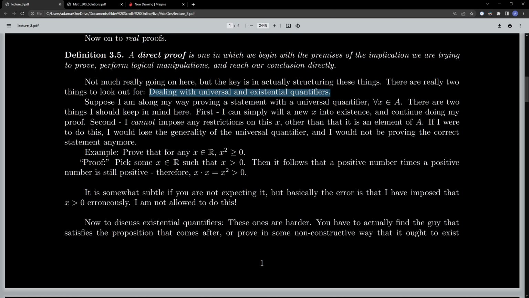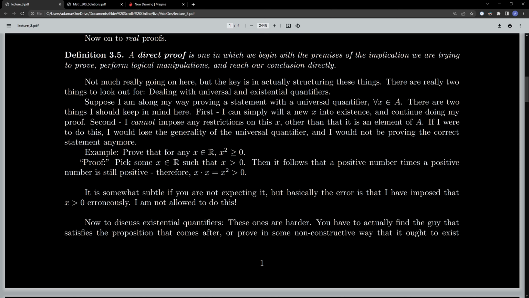Right, so this is a common mistake. If I'm proving a statement and now I encounter a universal quantifier, again, like always, we're going to instantiate a new x. It's going to be part of A, and you can't impose any more restrictions on this. If I do impose any kind of restriction, I lose what's called generality of the universal quantifier, and we're just talking about a completely different statement at this point, and it's not valid.